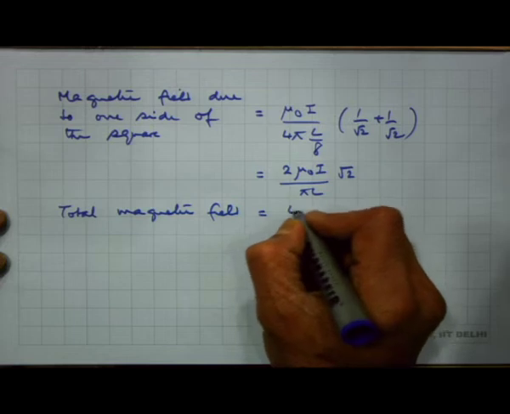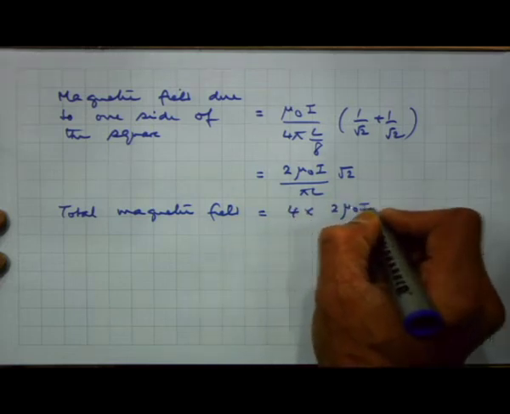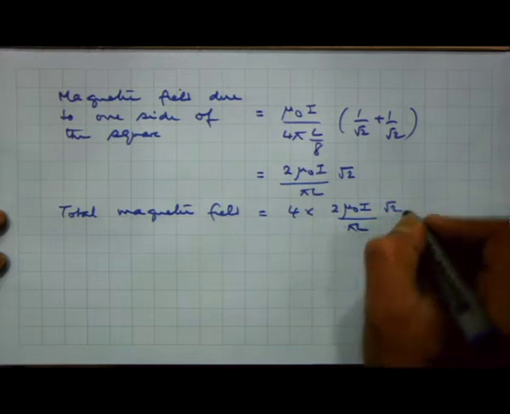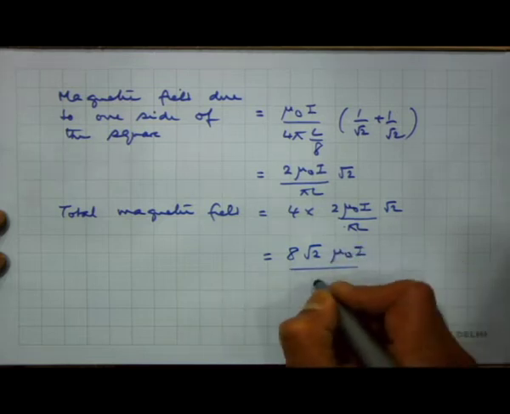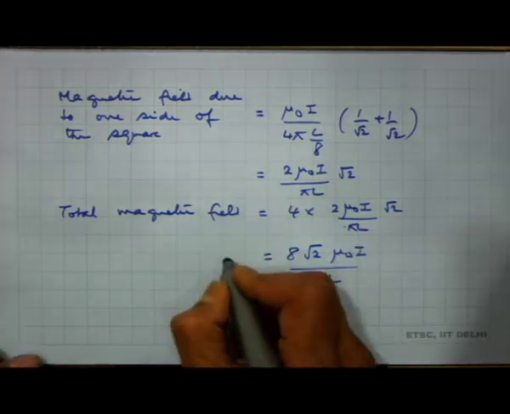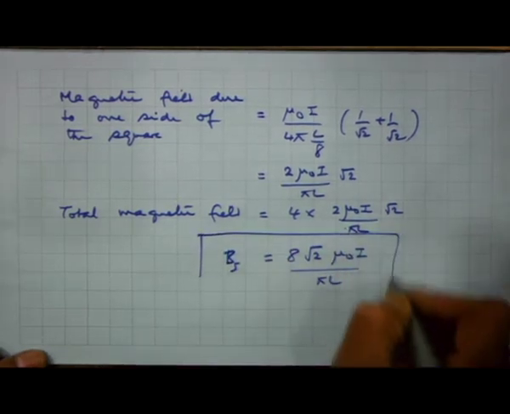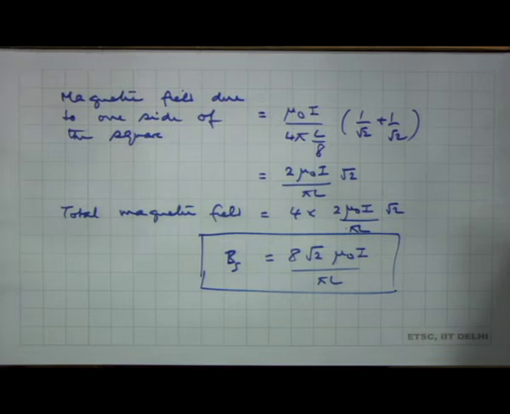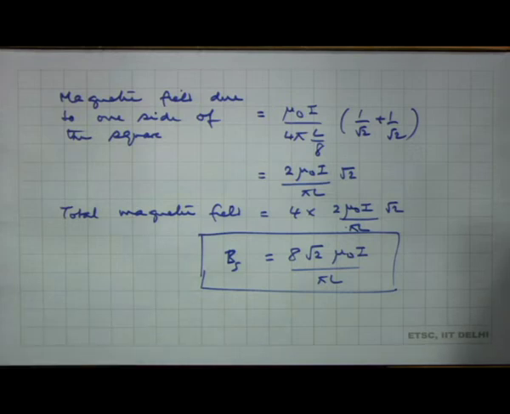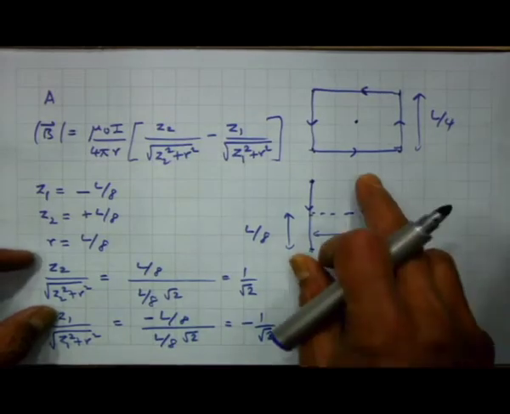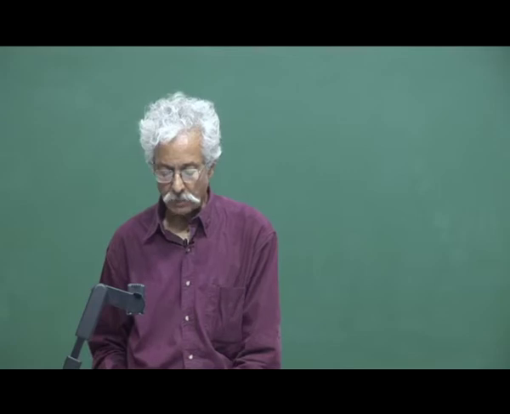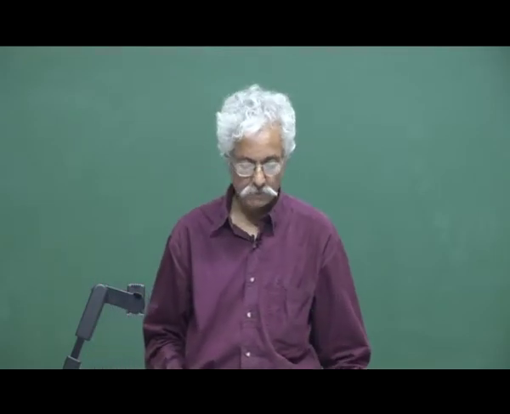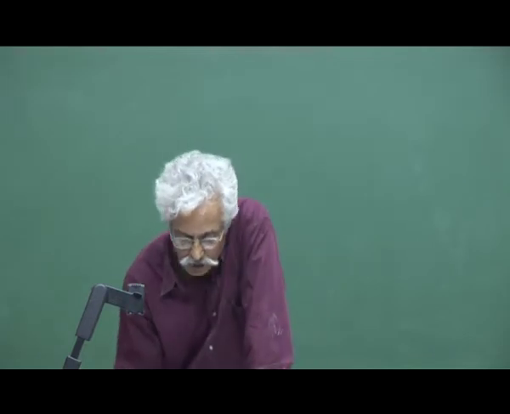So, the total magnetic field is 4 times this, 4 into 2 mu naught I by pi L root 2, which is equal to 8 square root of 2 mu naught I by pi L. Let me call this B square. That is the magnetic field produced by the square. L is the total length of the wire which is producing this magnetic field. So, the current carrying square produces a magnetic field at the center given by this, which I have calculated by summing up the magnetic field produced by each of the current elements. Now, I want to find out what is the magnetic field produced by the circle.